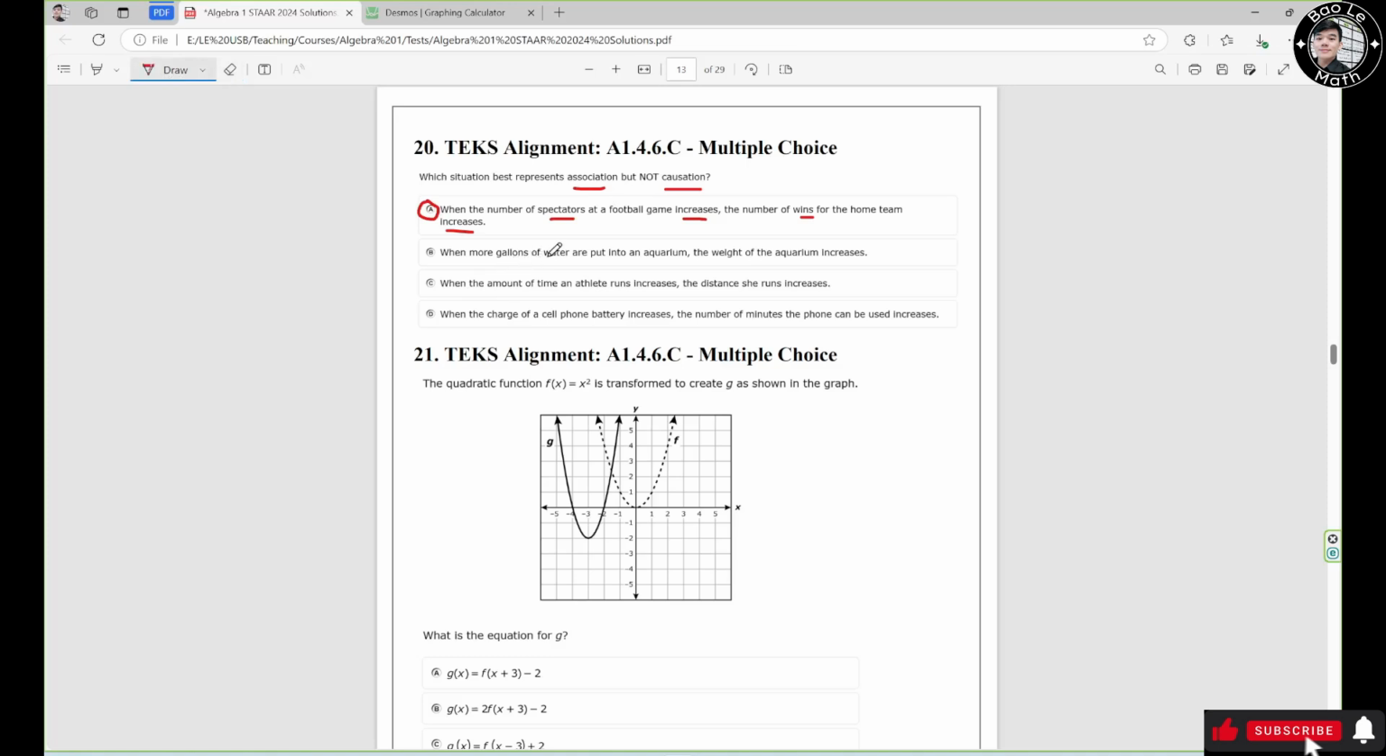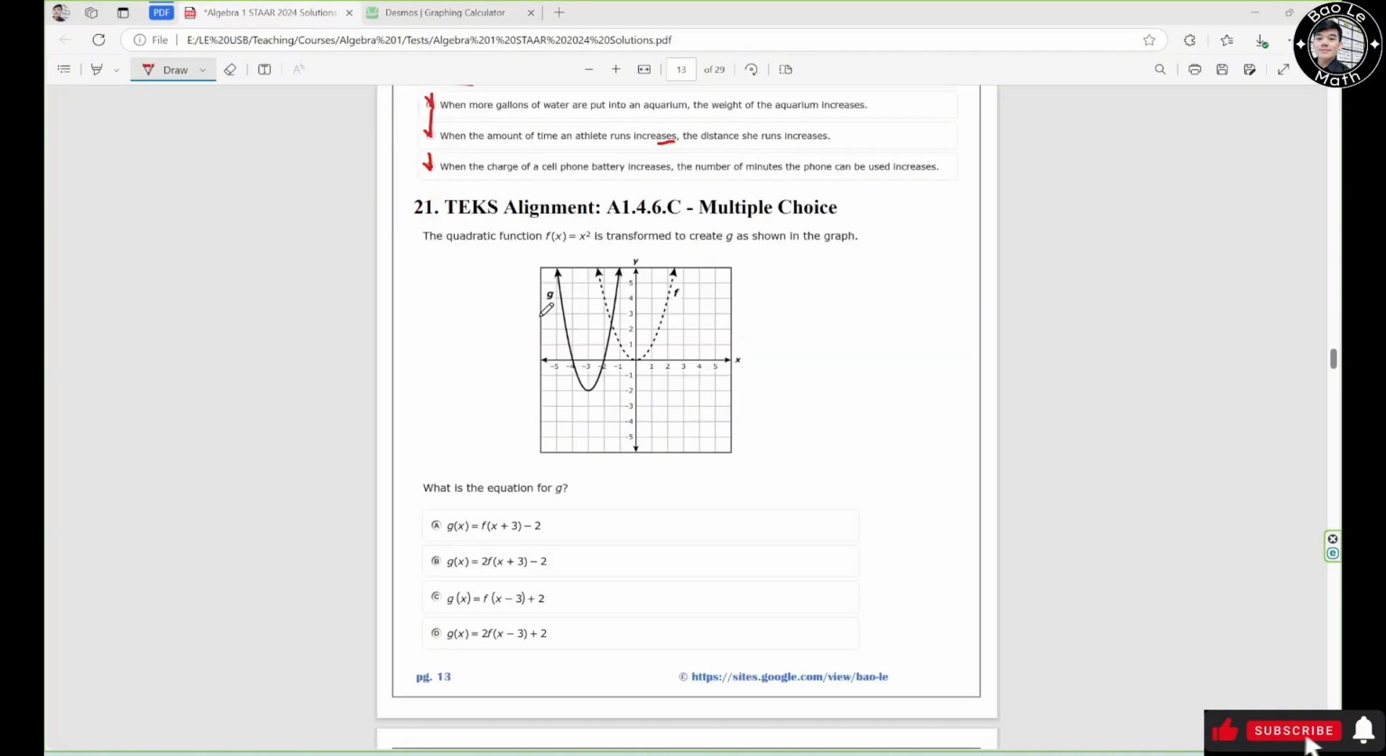Now, question B. When more gallons of water are put into an aquarium, the weight of the aquarium increase. Yes, of course, right? More water, the weight is increase, right? So this is true. When the amount of time an athlete runs increase, the distance she runs increase. Yes, right? Now, when the charge of a cell phone battery increase, the number of minutes the phone can be used increase. Yes, it's true, right? So this is not a causation. The answer must be A.